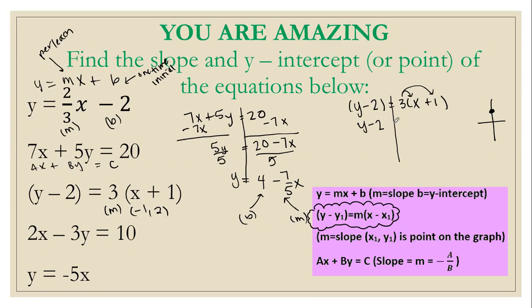That'll give us y minus 2 equals 3 times x is 3x. 3 times +1 is +3. So we're almost to y equals, right? But I need to get rid of this -2.